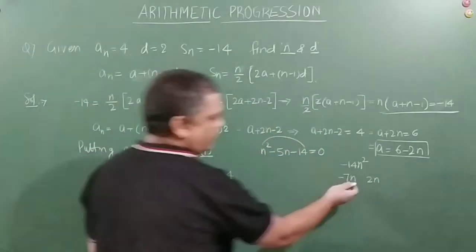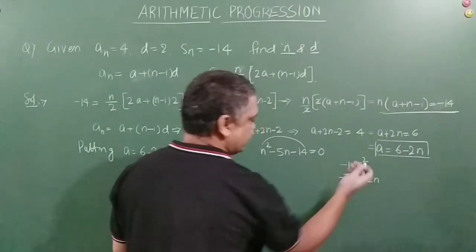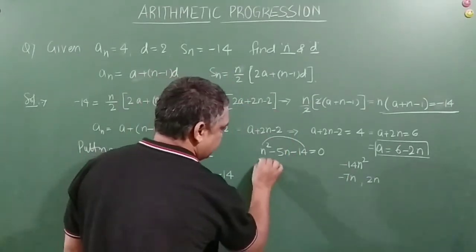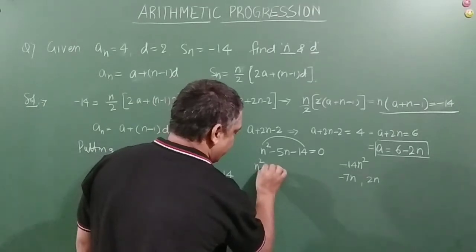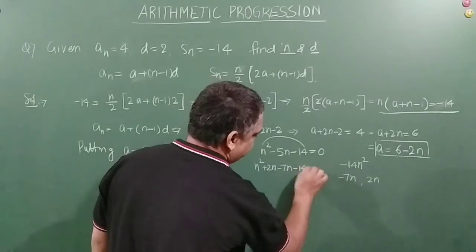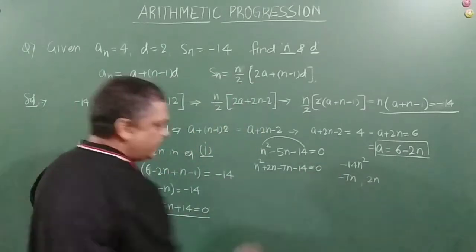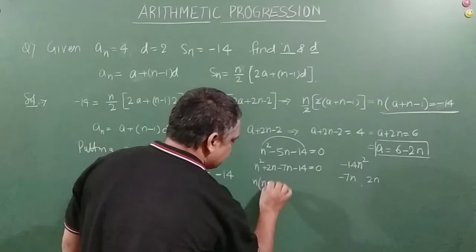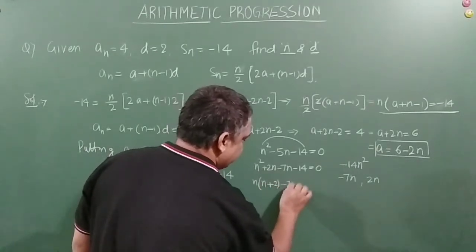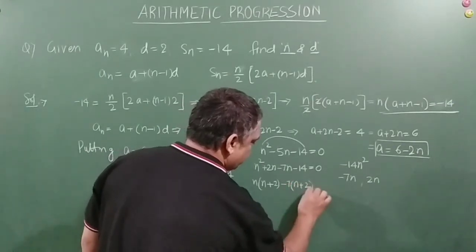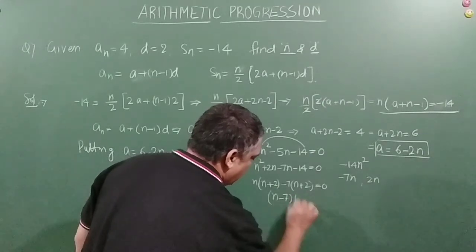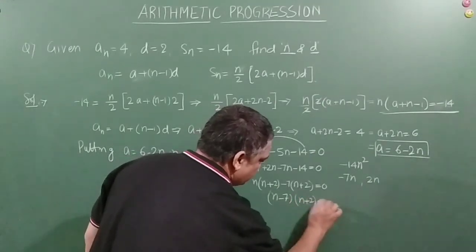Right? So what happens when we multiply this? I get minus 14n square. When we add this, I get minus 5n. Right? n square plus 2n minus 7n minus 14 is equal to 0. Taking n common here, this becomes n into n plus 2 minus 7 into n plus 2 is equal to 0. So n minus 7 or n plus 2.